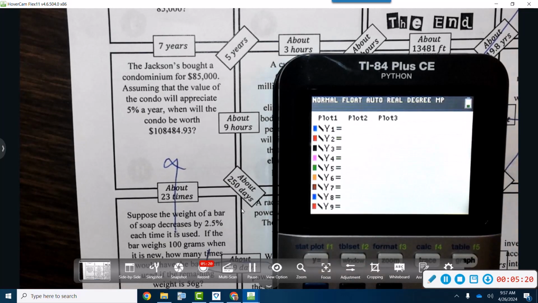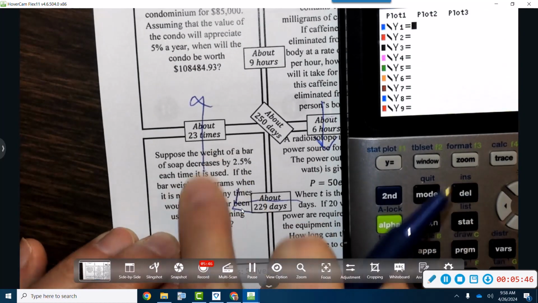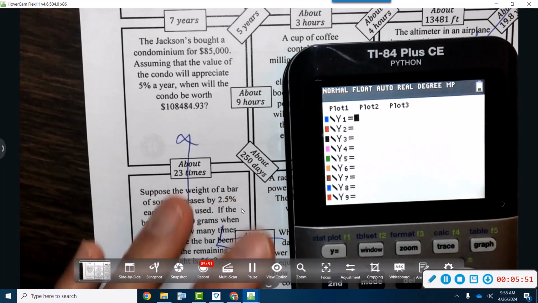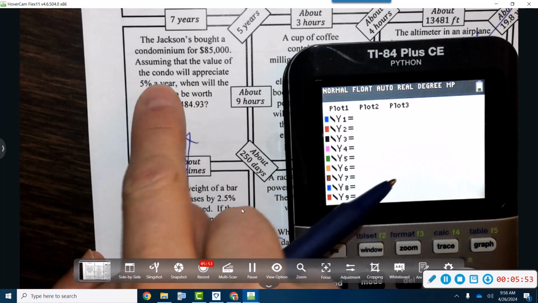Bought a condominium for $85,000. It's going to appreciate in value 5% a year. Okay, so that's interesting. So this is where we're going to drift away from the natural decay of things, okay? Things that are kind of happening every single moment. This just says it'll appreciate a year.